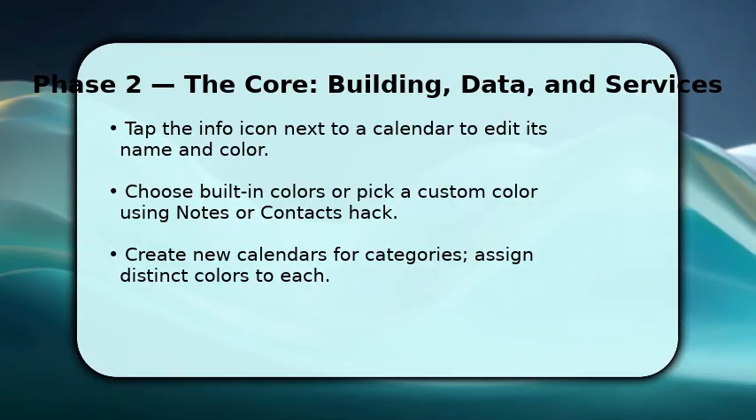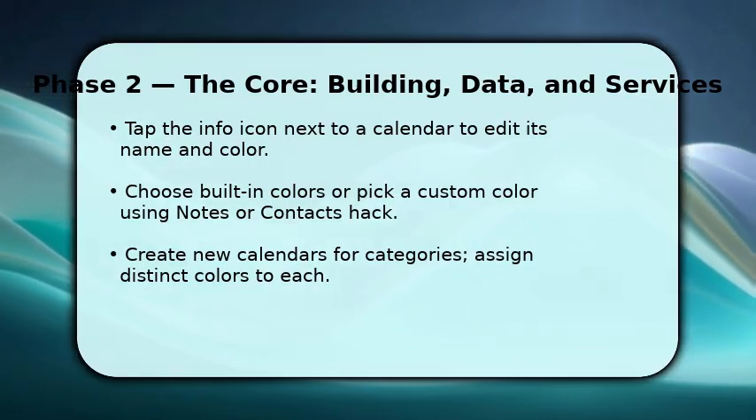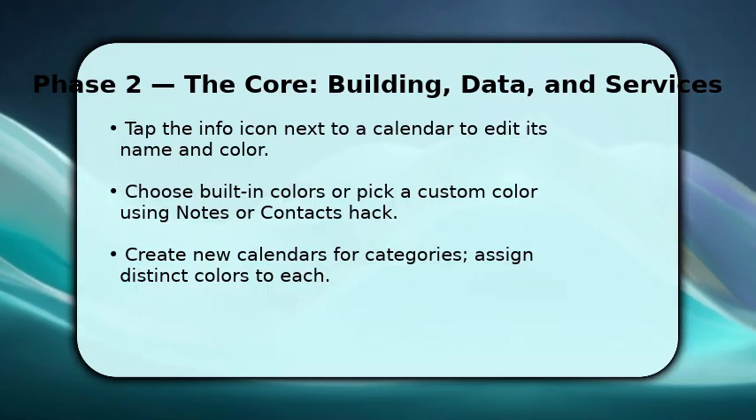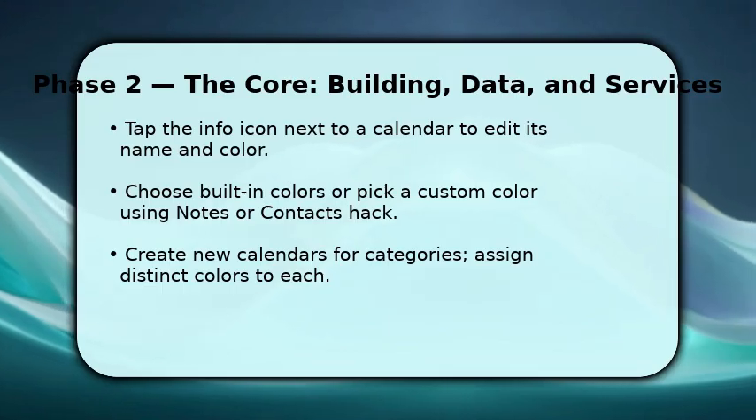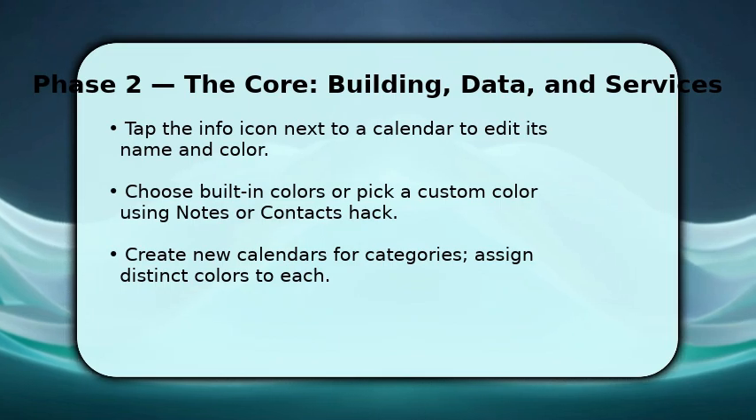If you need a custom shade, make a contact or note with that color and copy it into the calendar color picker when available. This is a workaround on some iOS versions. Once done, create separate calendars for work, personal, and projects and give each a distinct color so events never blend.